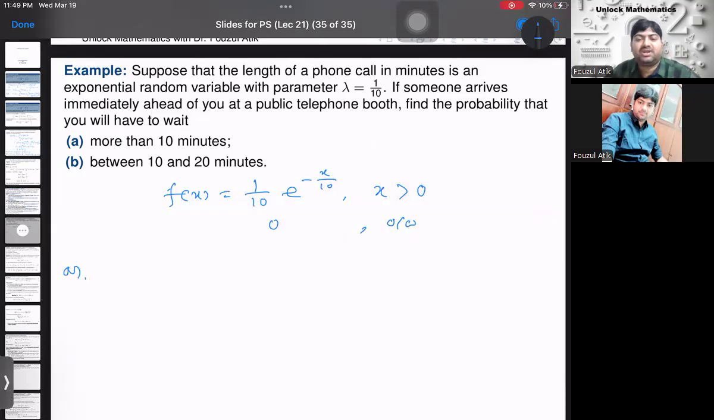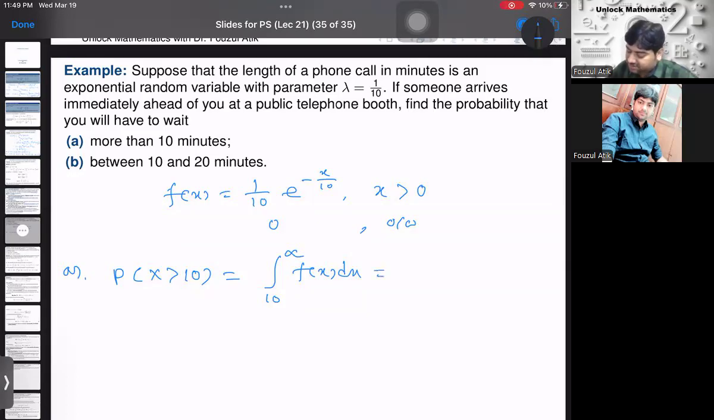So you have to wait more than 10 minutes. That means what? Probability of x greater than 10. Now x greater than 10 means it is the integral from 10 to infinity of f(x) dx. Actually, you can use the probability density function also to prove this result, to get this answer. Right? But I'm doing this one. The next one, maybe I'll do it with the help of the cumulative distribution function.